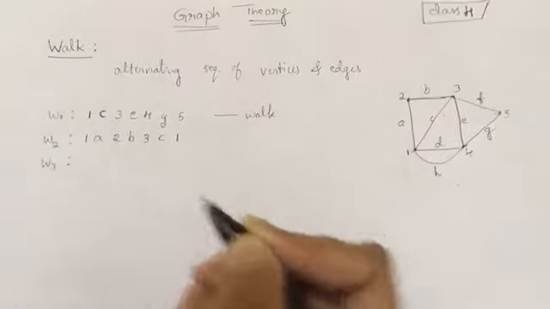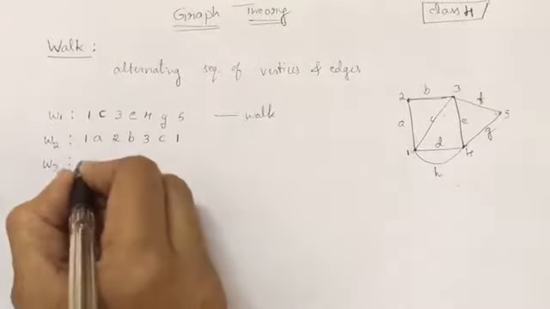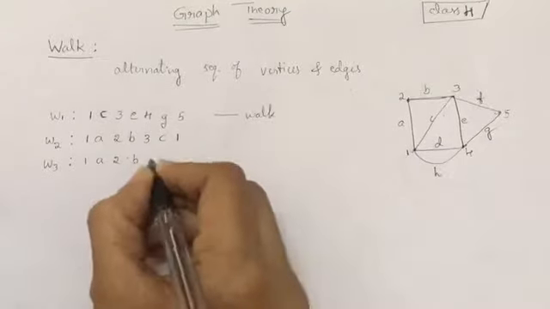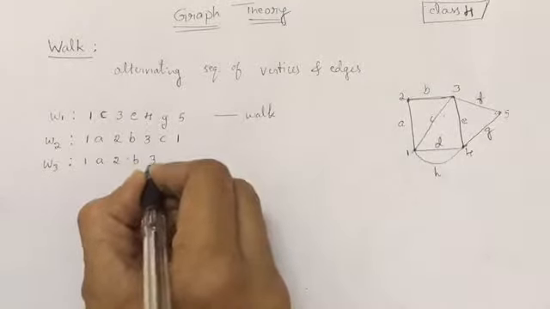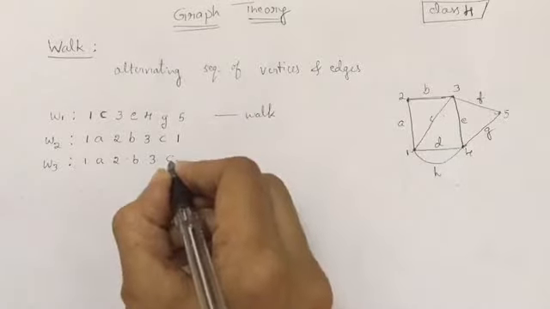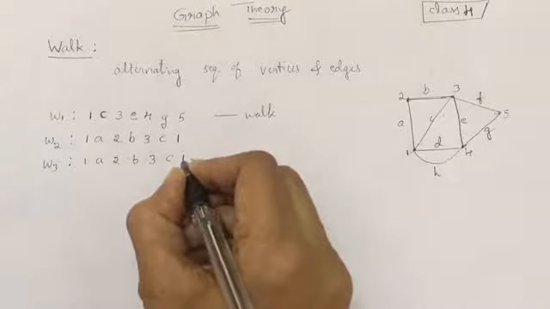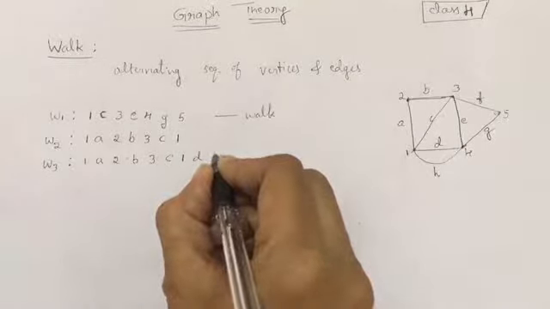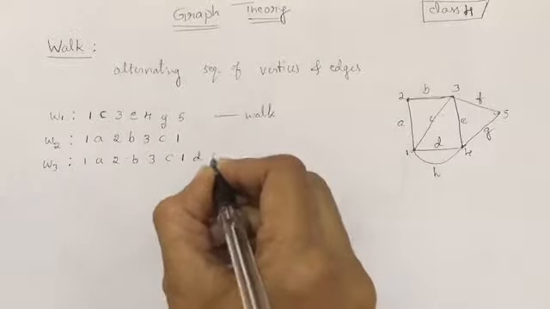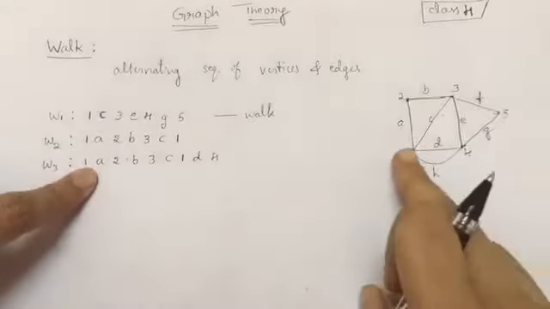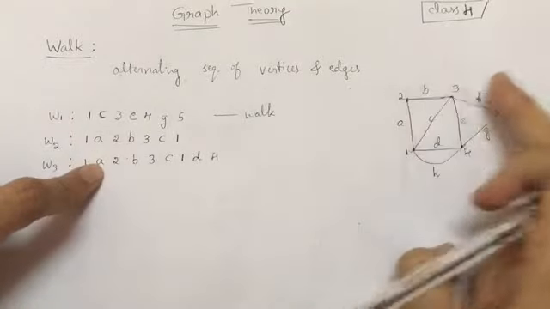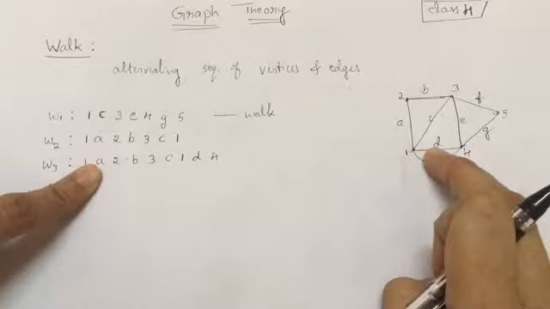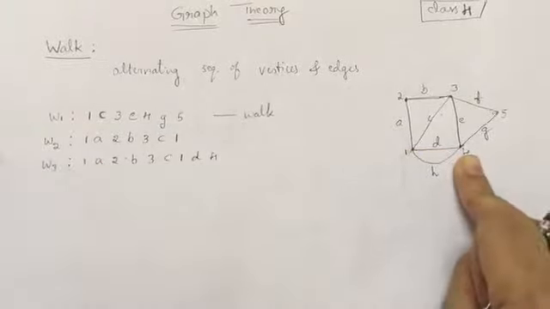W3. I'll start with vertex 1, A, 2, B, 3, C, then again I'll come to 1, and then I'll take edge D and vertex 4. So 1, A, 2, B, 3, C. I'm coming back to 1 and I'm continuing by taking edge D, and I'll end up here at 4.